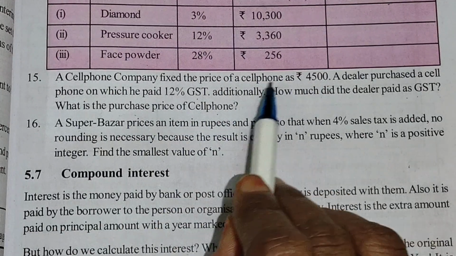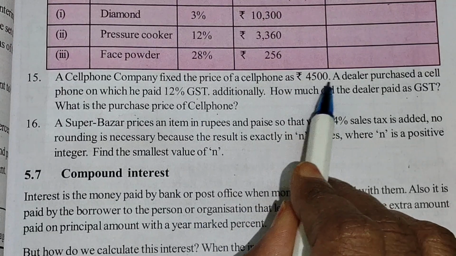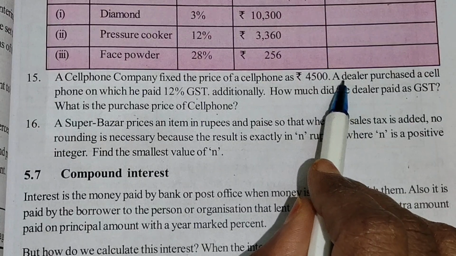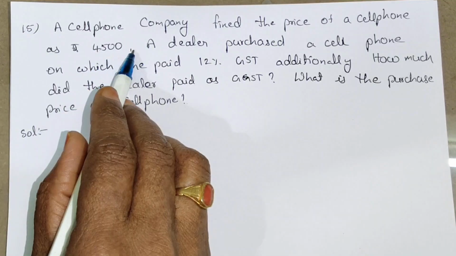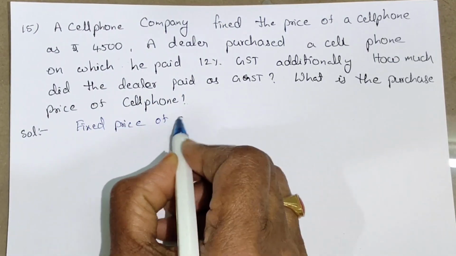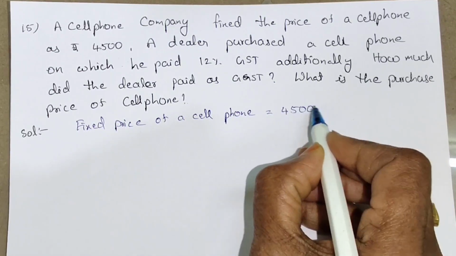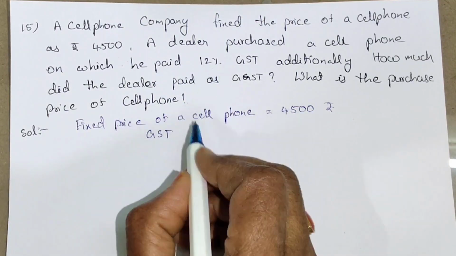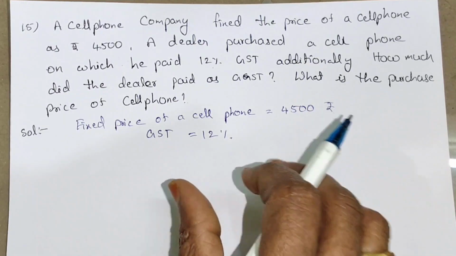Here we first find how much 12% GST is on 4,500, then add that GST amount to 4,500. Now the fixed price of the cell phone is 4,500 rupees, so we write that. GST is 12%. Now first we find the 12% GST amount.